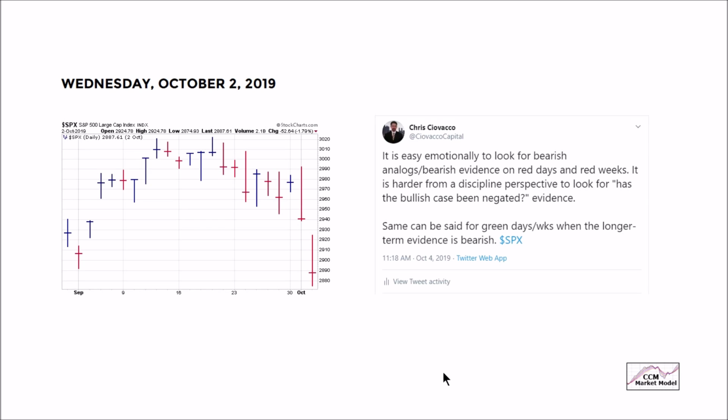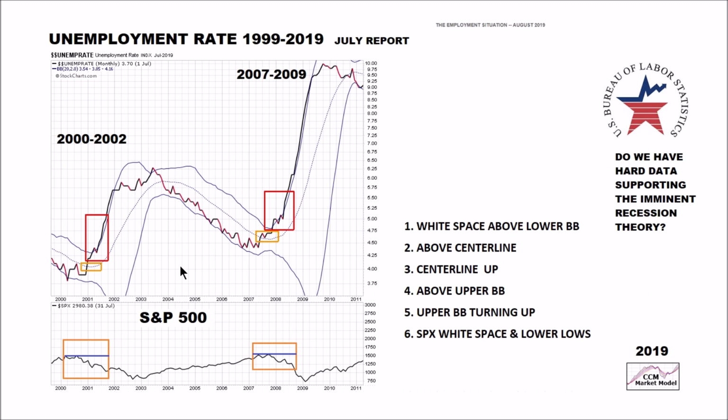more detail. When the market is red, as it was on Wednesday, October 2nd, it's very easy from an emotional perspective to look for bearish analogs and bearish evidence. It's much harder from a discipline perspective to look for or try to answer the question, has the bullish case been negated?